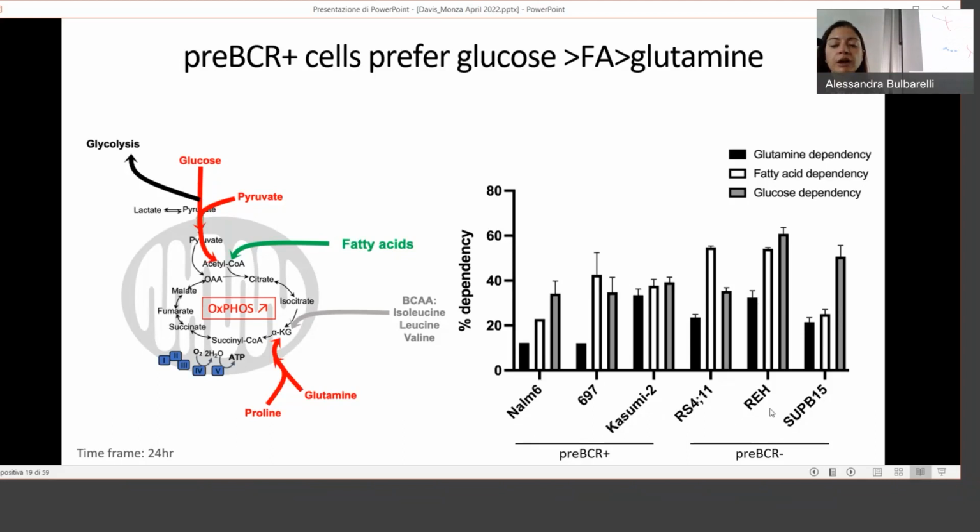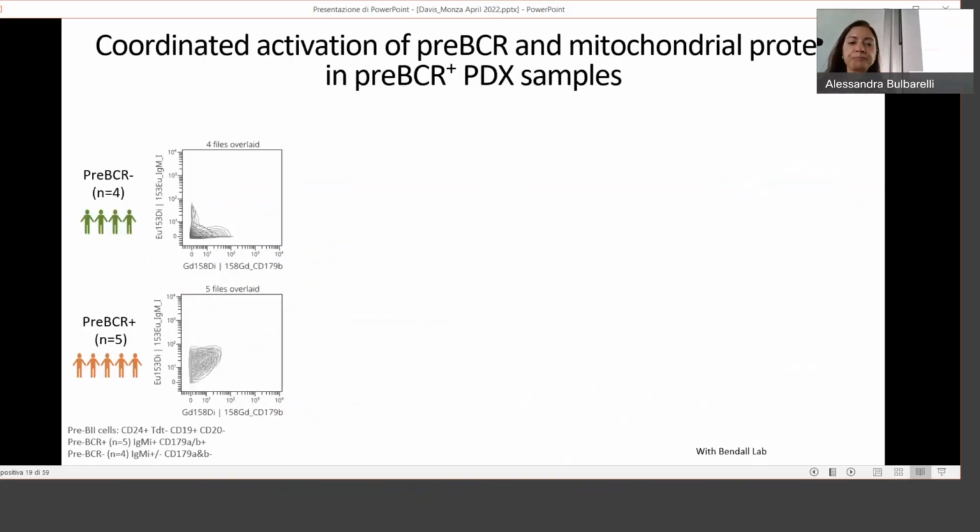And so what we found, to summarize here, in the dependency of pre-BCR positive versus pre-BCR negative lines, when we did some assays in the Seahorse, was that the pre-BCR positive cells preferentially prefer glucose, then fatty acids, but they actually have the ability to much more easily switch what substrate they're using compared to the pre-BCR negative lines. So they seem to be more flexible in their metabolic use. So potentially one reason why they may be more resistant is if you deplete or impact one, they just easily switch and use another.